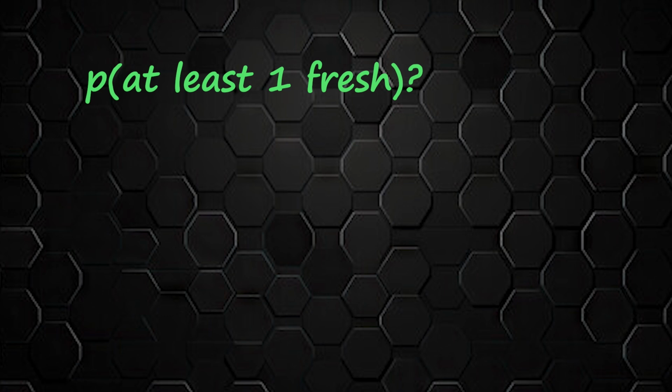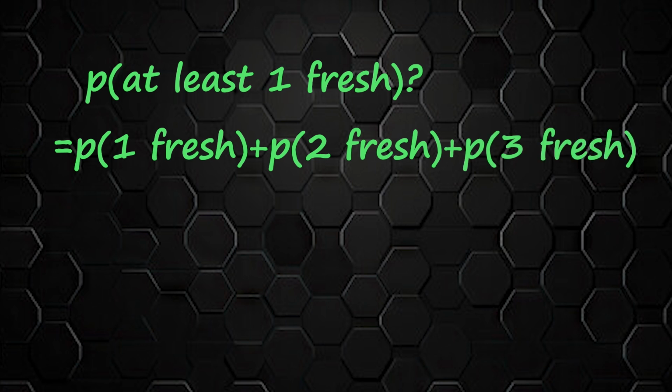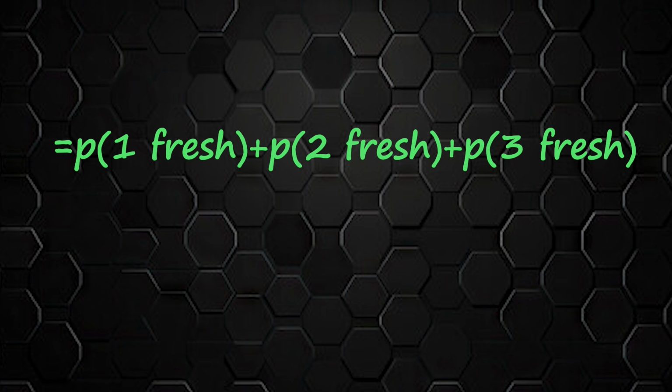Then the solution for the question is probability of 1 fresh orange plus probability of 2 fresh oranges plus probability of 3 fresh oranges, because we are asking at least 1 fresh orange. There are totally 3 fresh oranges, so the maximum is 3. So probability of 1 fresh orange is the combination of total number of fresh oranges 3, and we select 1 fresh orange. Then the spoiled oranges will be 2.